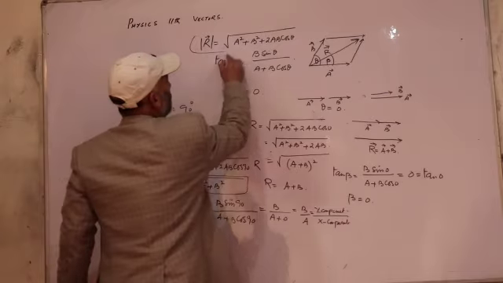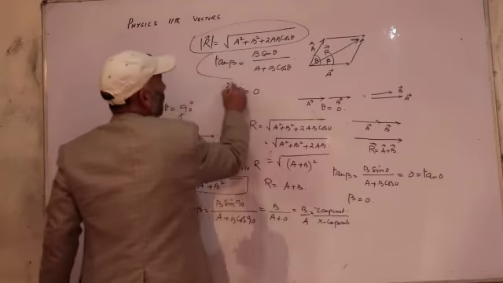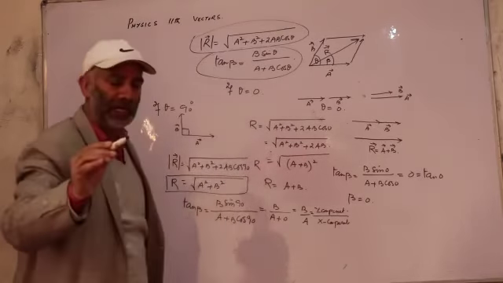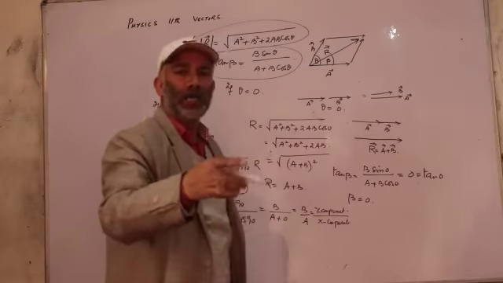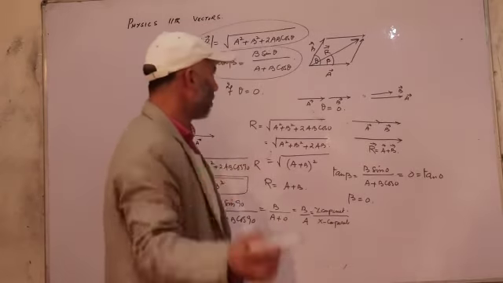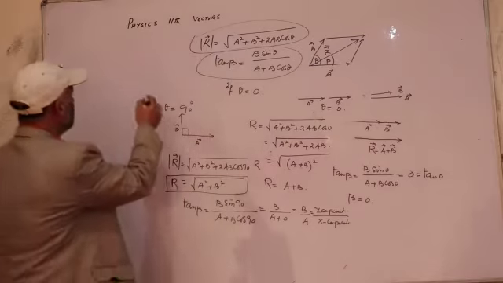These are the final equations. With the help of these equations, we can calculate what is the magnitude and direction of resultant in case of triangle or in case of the parallelogram. Now, let's talk about one special question. Okay.